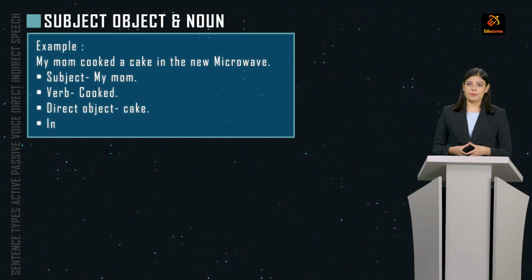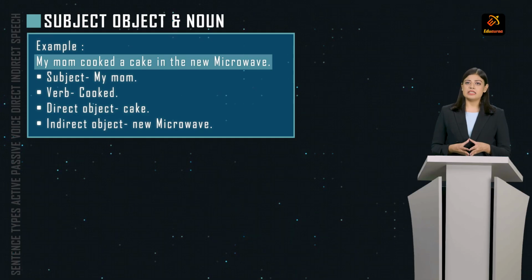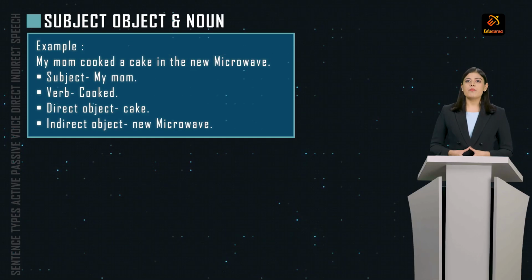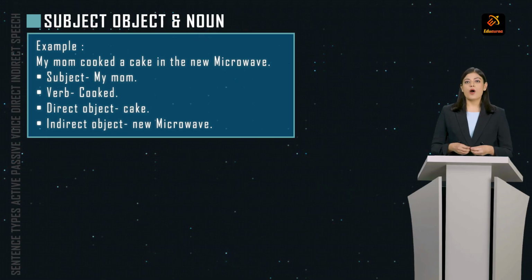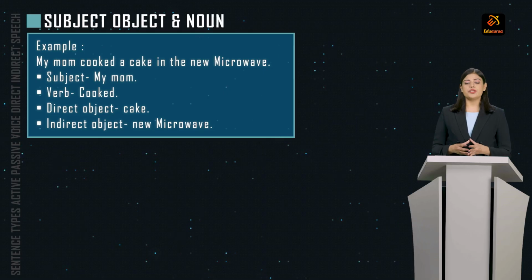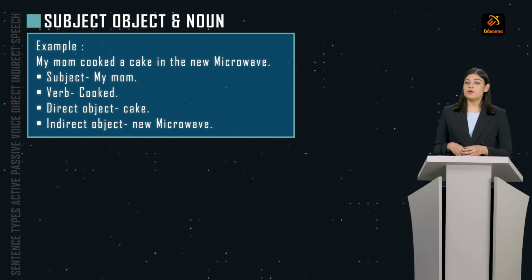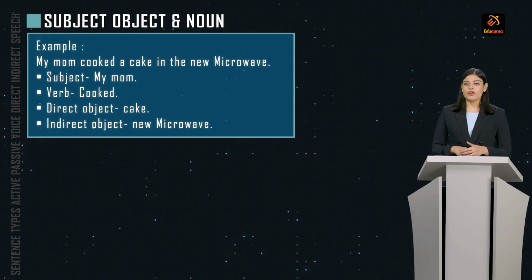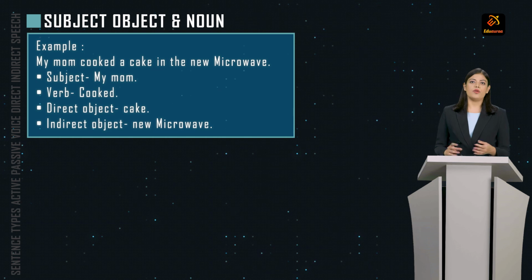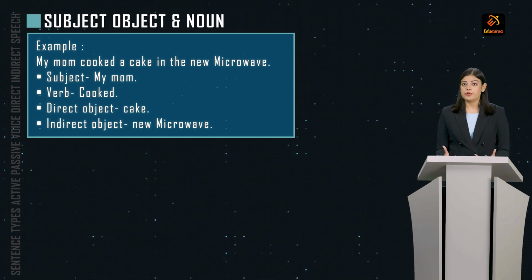Let's take another example. My mom cooked a cake in the new microwave. My mom is the subject. She's performing the action of cooking. Now, what is the first question that you're going to ask here? If I told you my mom cooked, your first question will be, what did she cook? You're not going to ask, how did she cook? Where did she cook? What did she use for cooking? No. Your first question would be, what was the dish? That's what you want to know.